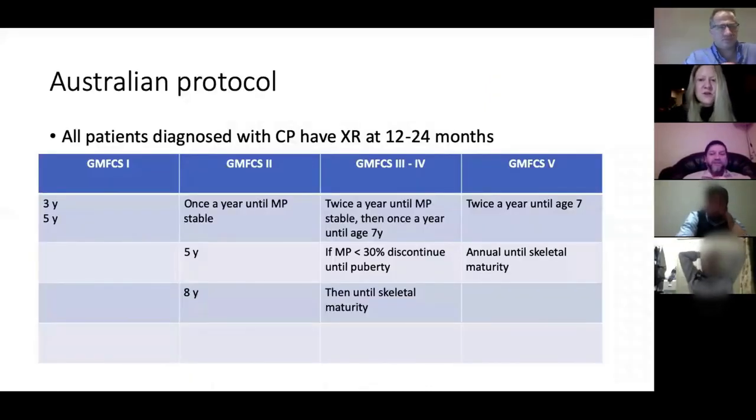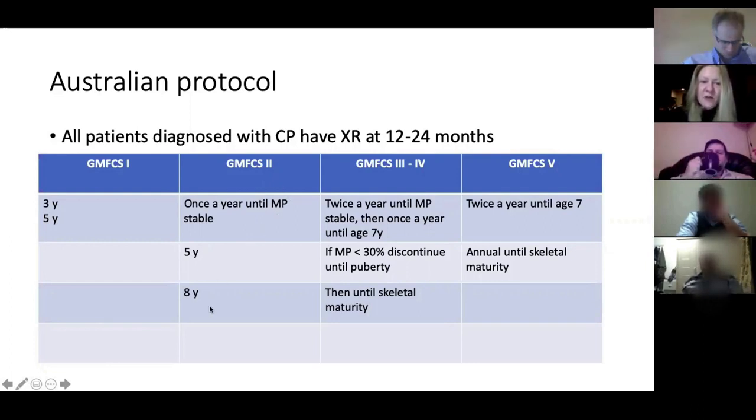So this is the Australian protocol, and I use this as an example of how a surveillance system works. So for GMFCS 1, we're going to do an X-ray when they're 3 and an X-ray when they're 5. And we're not expecting them to progress. For a 2, we do it once a year until the migration percentage is stable. Then we'll do one at 5, and then we'll do one at 8. For the 3s and 4s, probably twice a year until they're age 7.